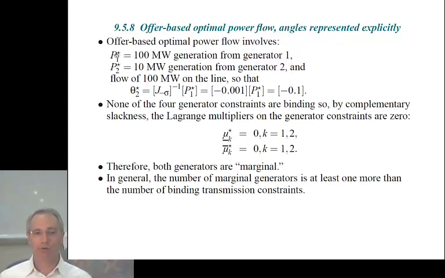Notice that both the generation at generator 1 and the generation at generator 2 are between minimum and maximum limits. So the 4 generator constraints are not binding. None of the 4 generator constraints are binding. So by complementary slackness, the corresponding Lagrange multipliers all have to be 0. We could say that both generators are marginal. And in general, the number of marginal generators is at least one more than the number of binding transmission constraints. When we didn't have any transmission constraints, we had one marginal generator. With one binding constraint, we'll have two marginal generators, and so forth.